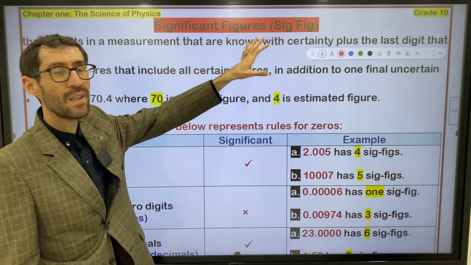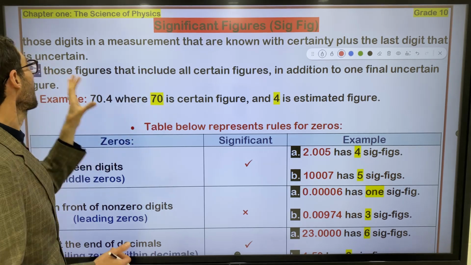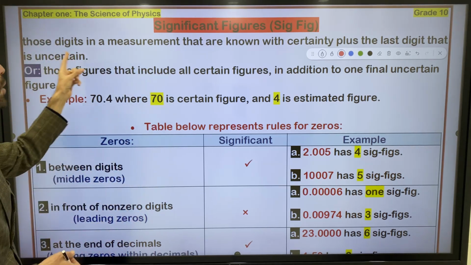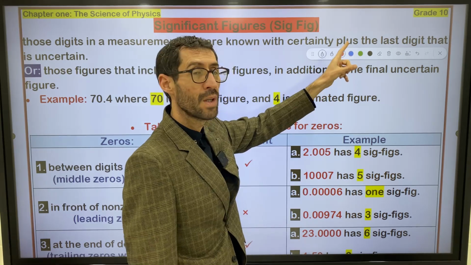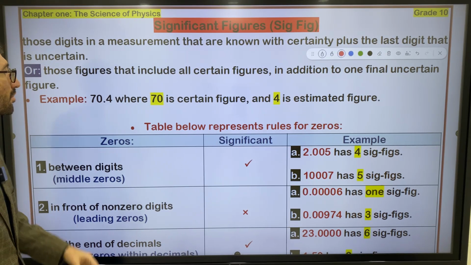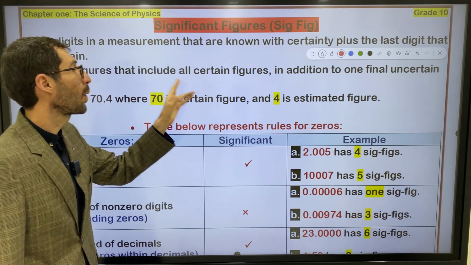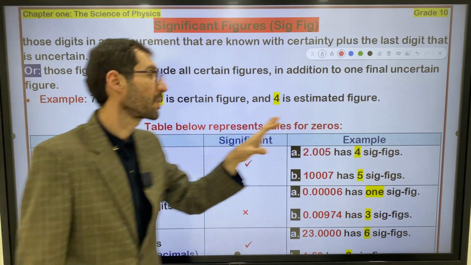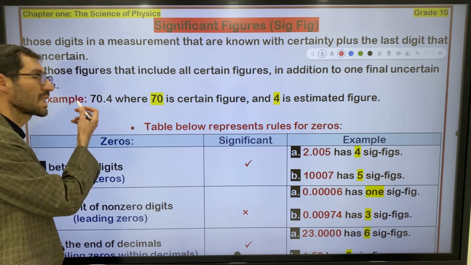What's this significant figure or sig-fig? Let me read the definition and I'll explain it for you. It says: those digits in a measurement that are known with certainty plus the last digit that is uncertain. Or I can say those figures that include all certain figures in addition to one final uncertain figure. What does it mean? For example, we have a number here, 70.4.